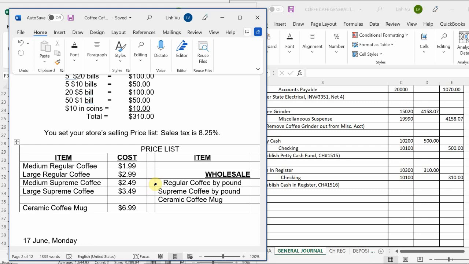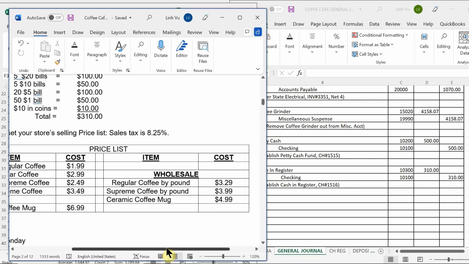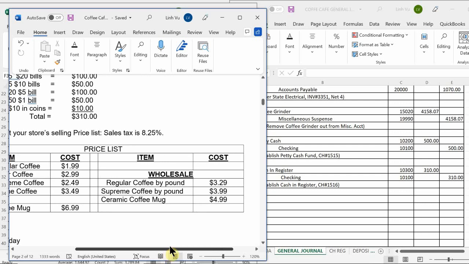Now we have Mr. Albert. He's going to act as a wholesaler. So the customers that he's responsible for, he's going to sell the coffees by the pound. In this case, regular coffee by the pound is going to go for $3.29. And of course, the Supreme Coffee by the pound is going to be $3.99. And of course, he sells the ceramic coffee mugs at wholesale price, which is $4.99.